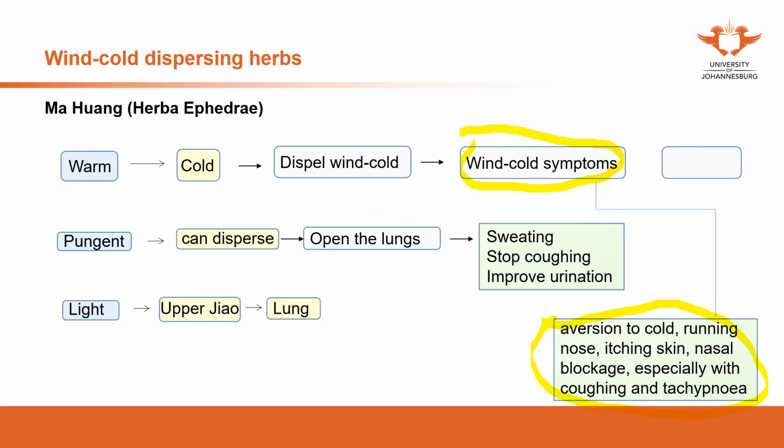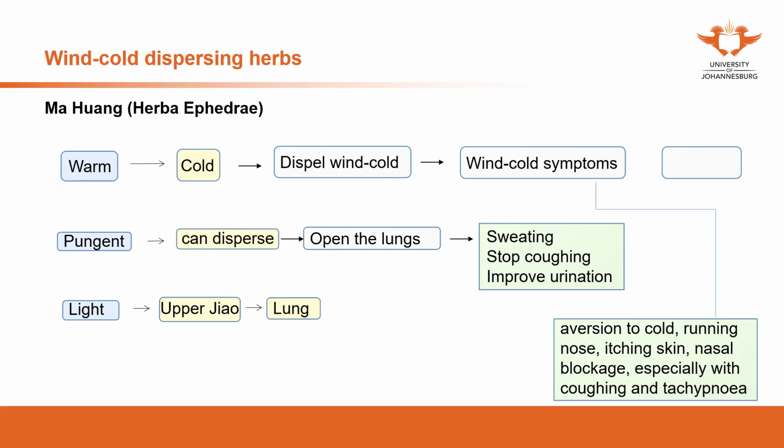And also, Mahuang is very light. It can go to the upper jiao. It can enter the lung. That's why it enters the lung and bladder meridians. So we can use it for patients suffering from wind cold, especially in the exterior syndrome, the exterior area, and also it can be used for itching skin and for nasal blockage. That's all exterior wind cold symptoms.